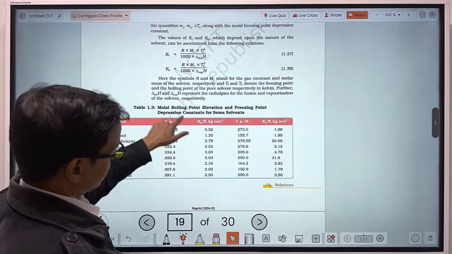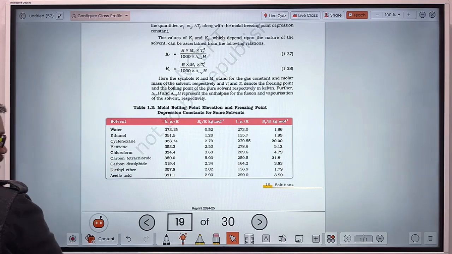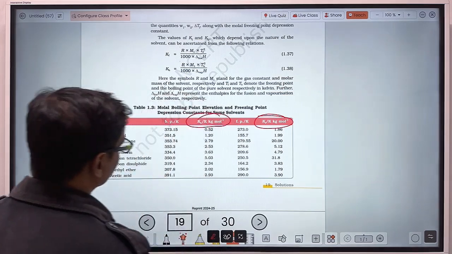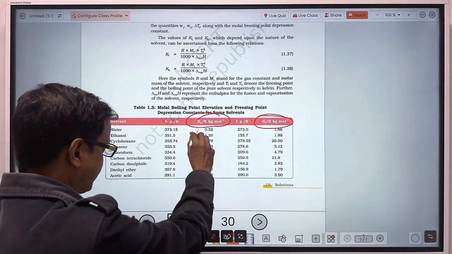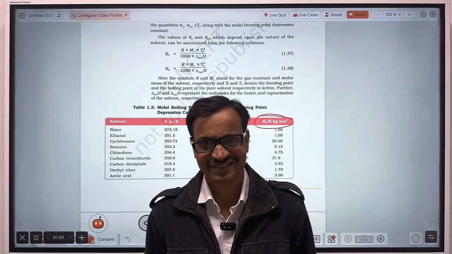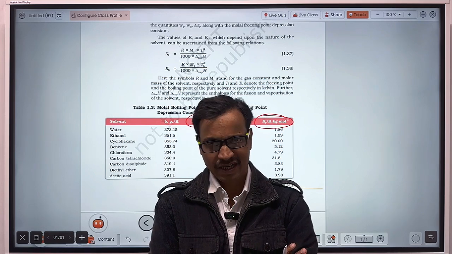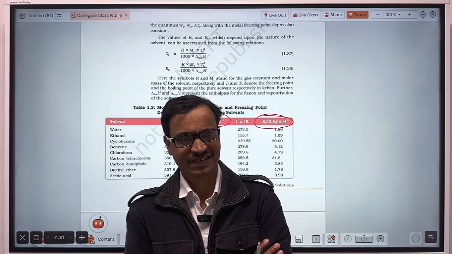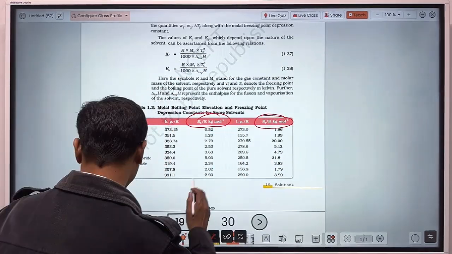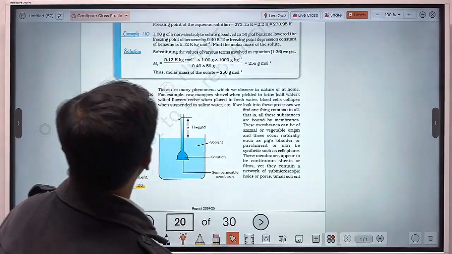Guys, here is the table of the values of Kb. Kb means ebullioscopic constant, and Kf means cryoscopic constant. This Kf has been given, and there is no need to mug up for your examination. In the 12th board examination, as well as in NEET, IIT Main and IIT Advanced, the value of Kf or Kb will be given. So no need to mug up this one. Don't waste your energy on it.